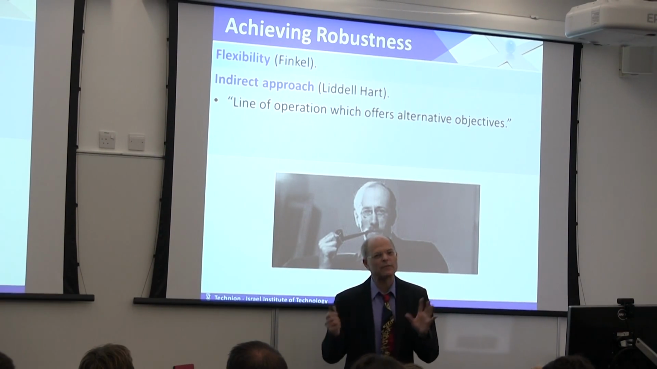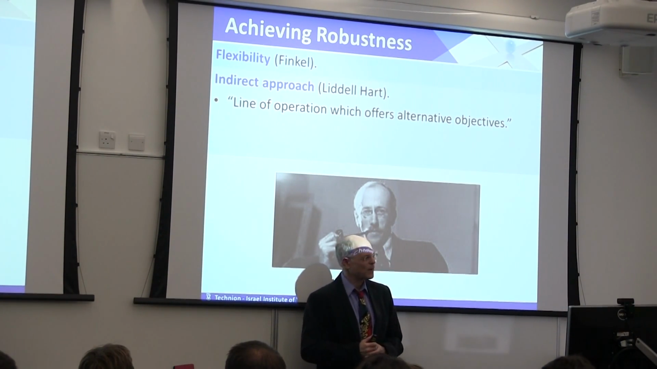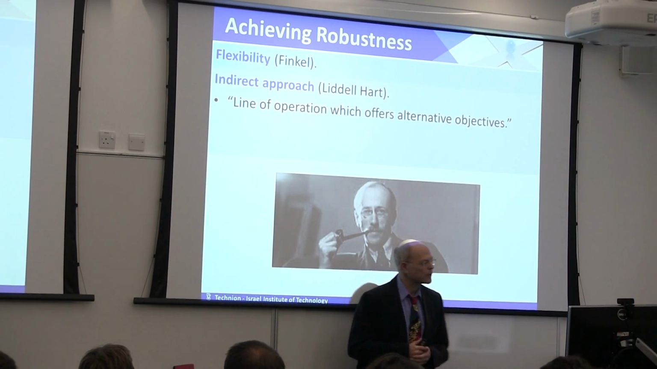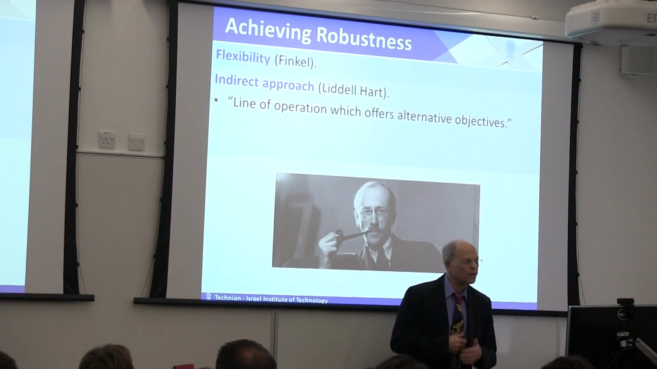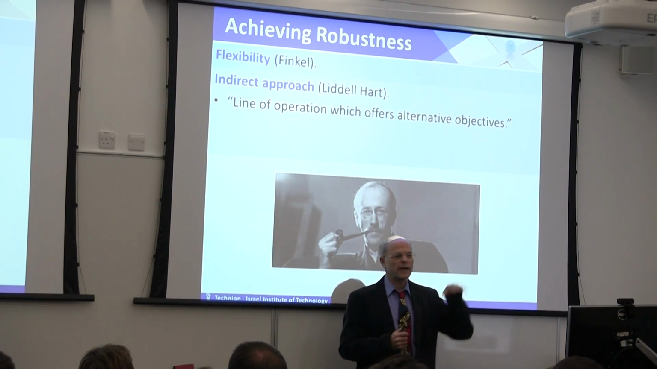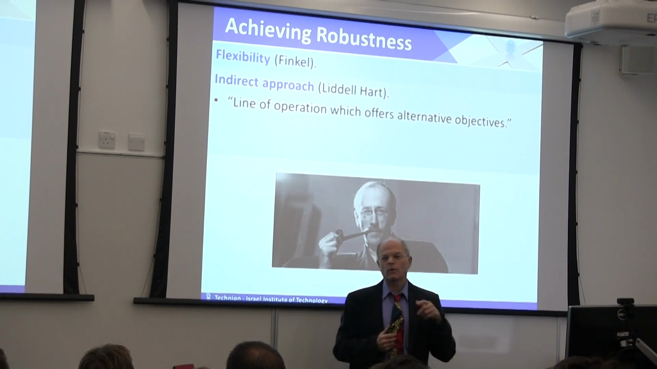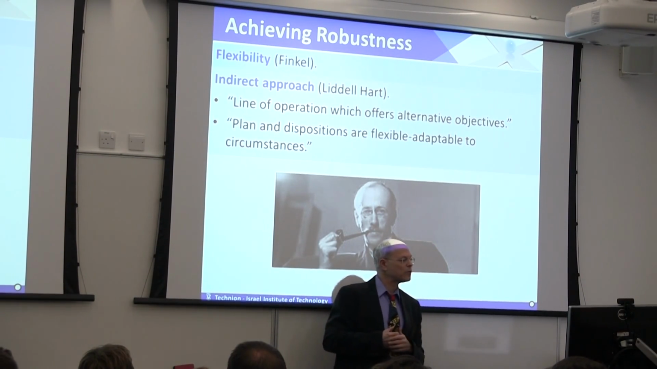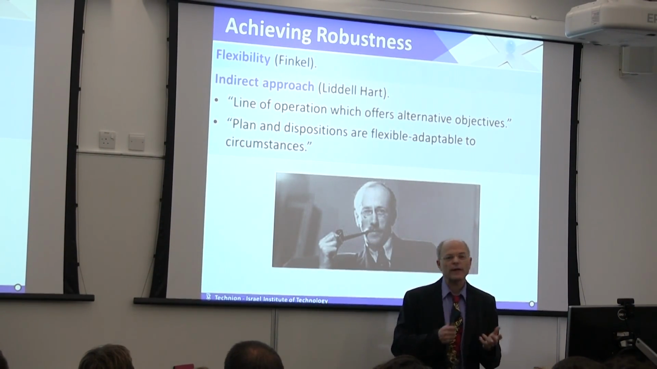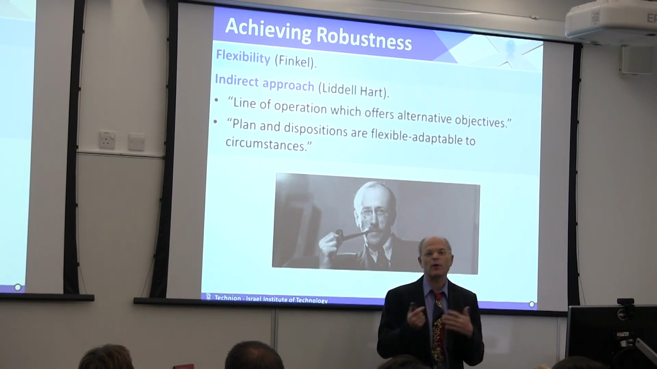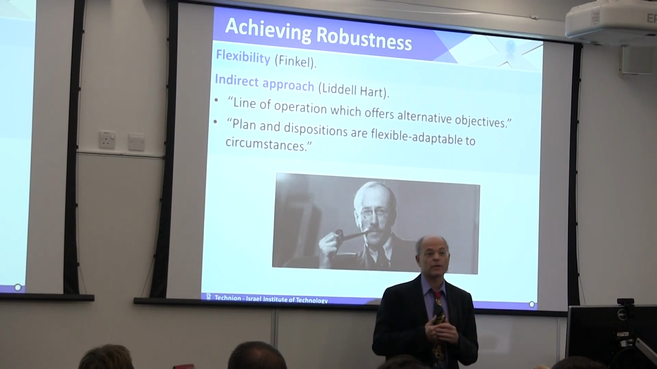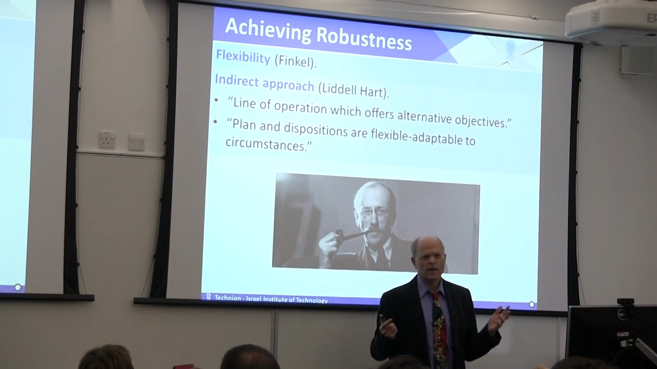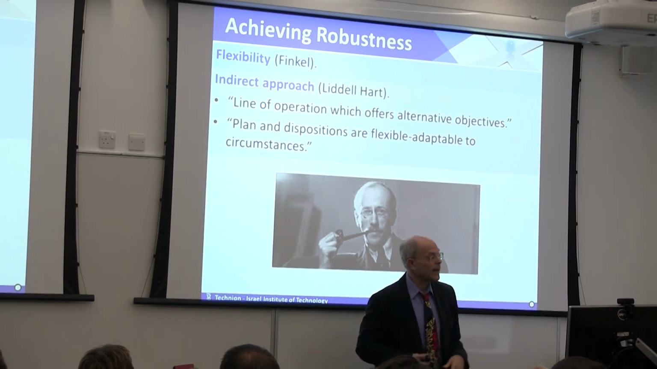The indirect approach has many different interpretations in Mr. Liddell Hart's writings, but one of those interpretations is the following. This is a quote: a line of operation which offers alternative objectives. That is, we could get here or we could get there, and his point is we don't want the adversary to know where we're trying to get. It's a plan or dispositions that are flexible or adaptable to circumstances. You want to keep your options open. And in Liddell Hart's case, that means where you're trying to get. Not that you don't care where you get, but you want to keep your goals open and obscure to the other side.